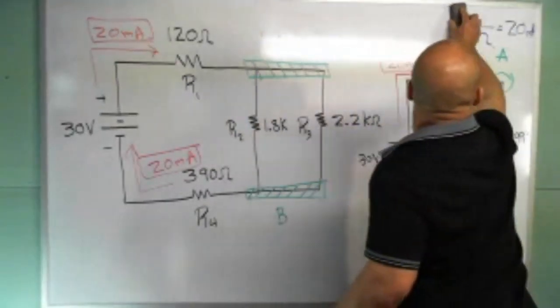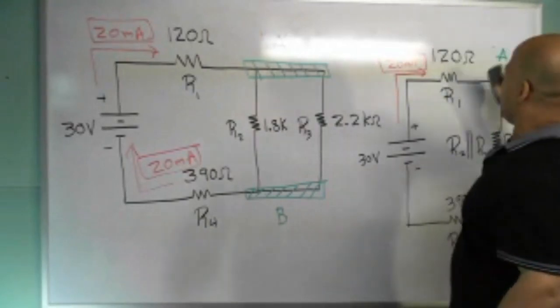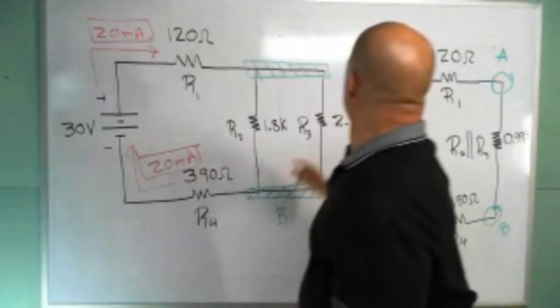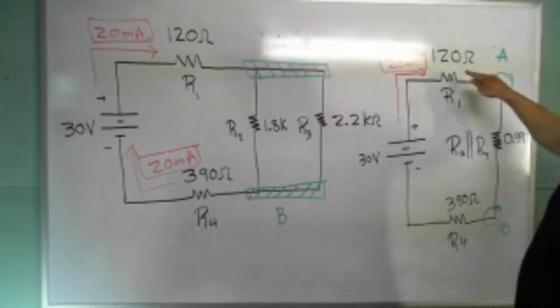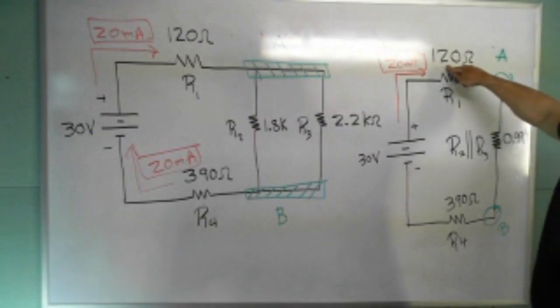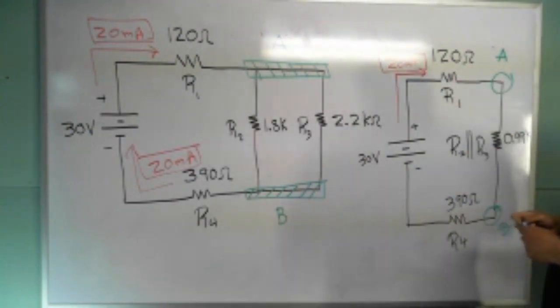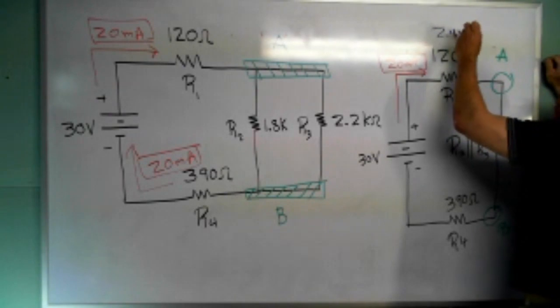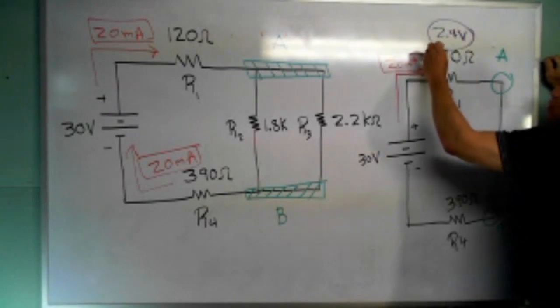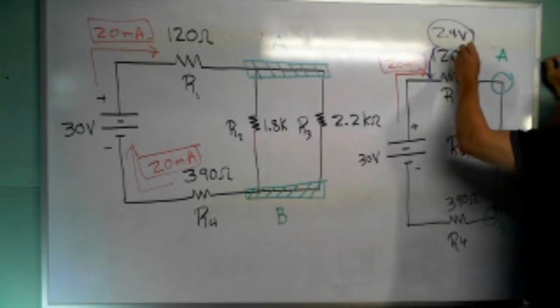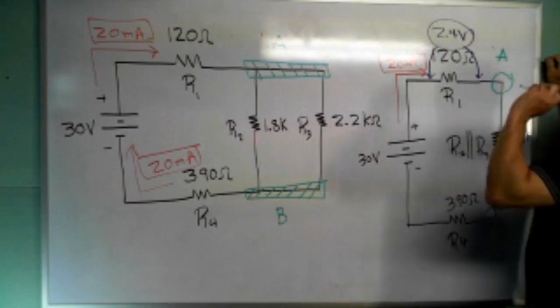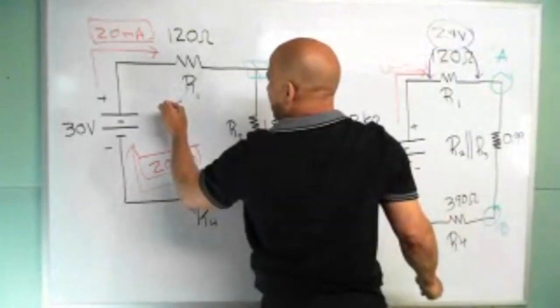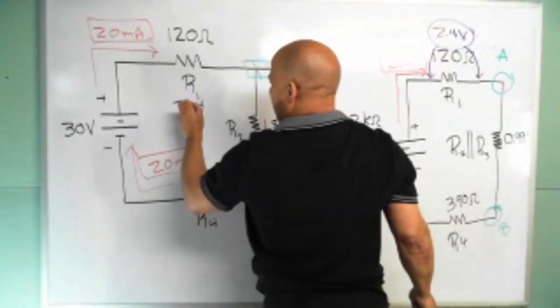So give me 20 milliamps times 0.12 K. What is that? 2.4 volts. I'll put a circle around that and show the leads going from the left and the right of the resistor. And right away, I'm going to put that 2.4 over here because this is helping me solve the big circuit.